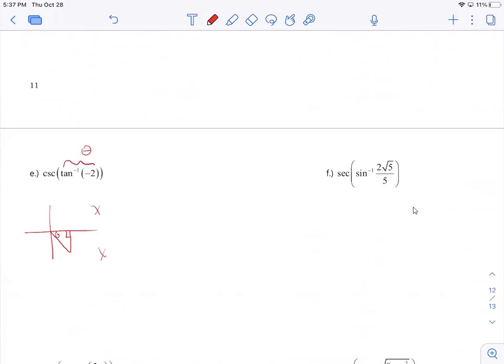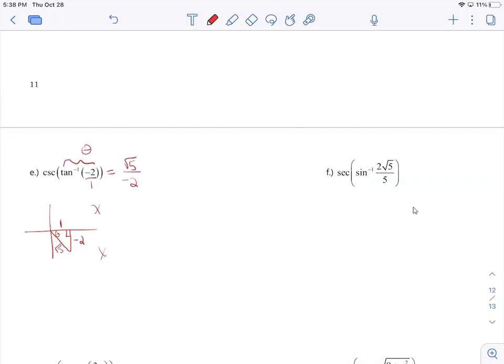But the definition of that is, well, my tangent is opposite over adjacent. Since it's -2, it's understood to be -2 over 1. Good old Pythagorean theorem. I'm going to just save us time because I'm hoping we're getting good at that. This is just root 5, my hypotenuse. Well, what's the definition of cosecant? That is the reciprocal of sine. So cosecant would be hypotenuse over opposite. And you're done.